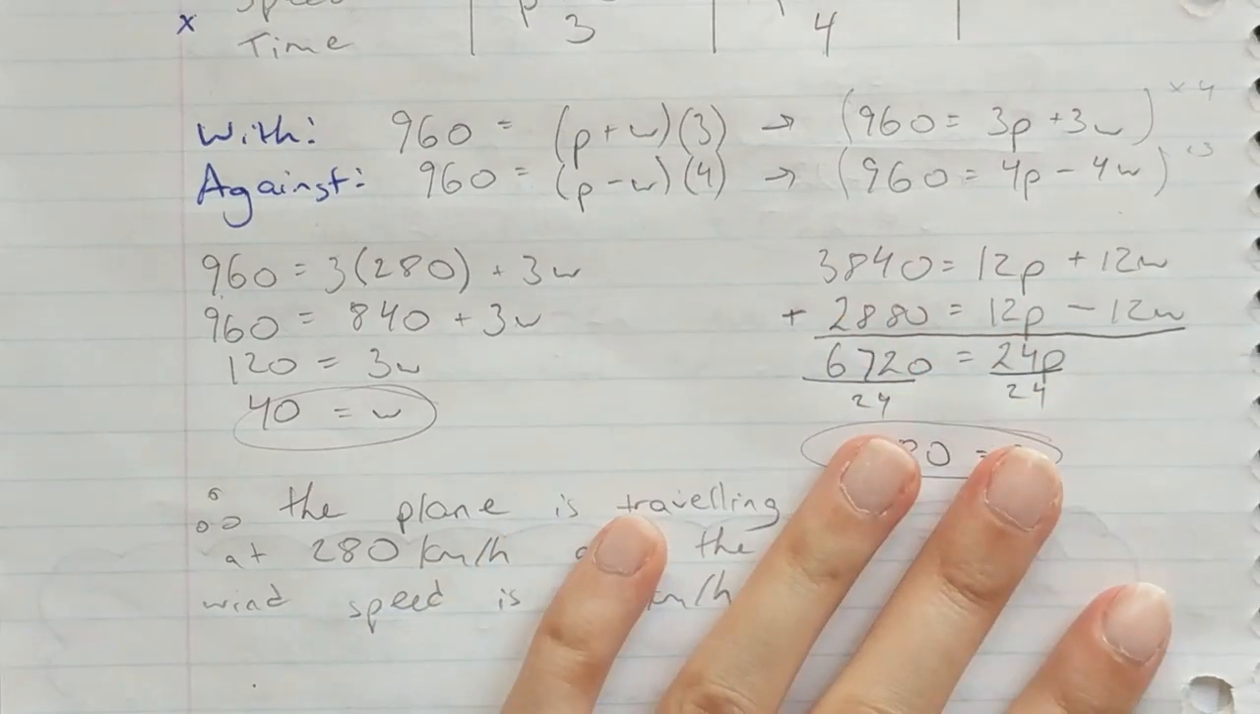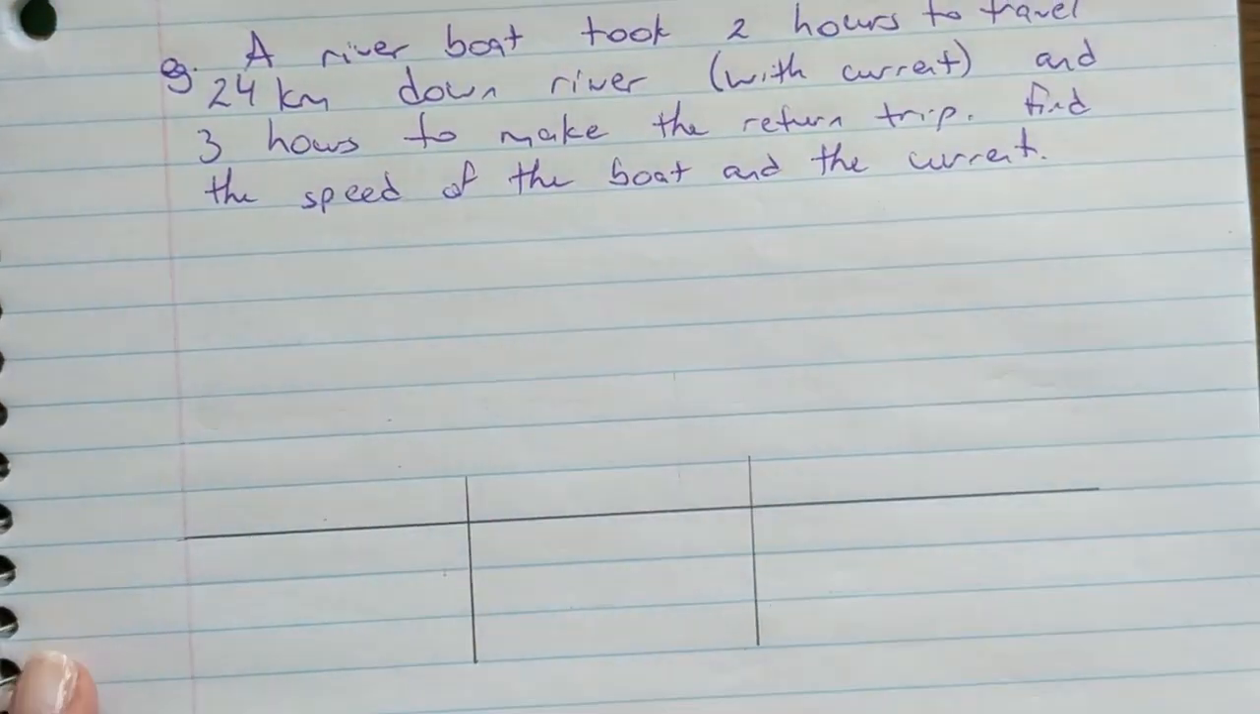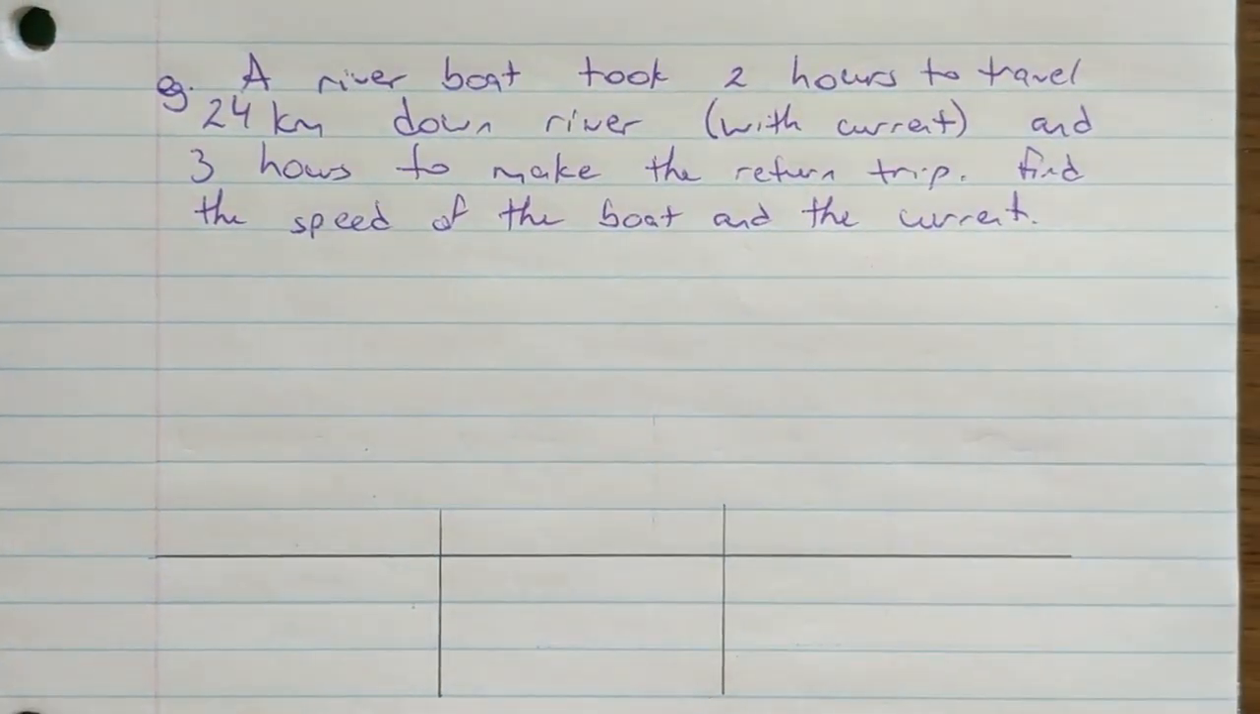Let's do one final example with a very similar setup, except instead of wind, we're talking about current. We're talking about a boat. A riverboat took 2 hours to travel 24 kilometers downriver with the current. Okay, downriver always means with the current. And 3 hours to make the return trip. Find the speed of the boat and the current.